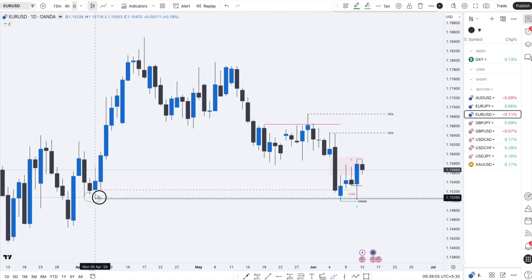Why? Because price reversed from here. It was coming down and it reversed from here, and this is a higher low. So price swung from it. So should we consider this as a swing point?